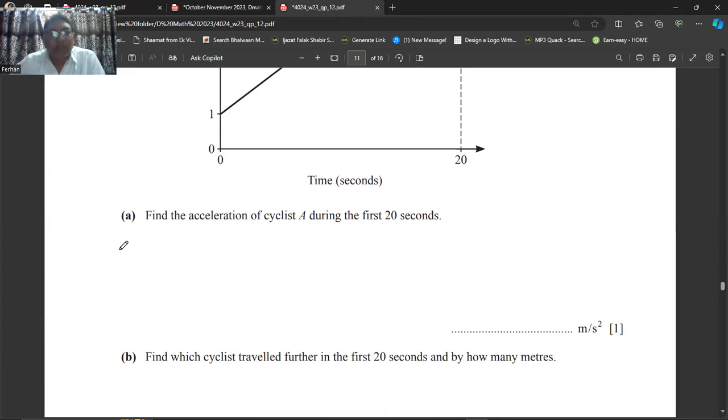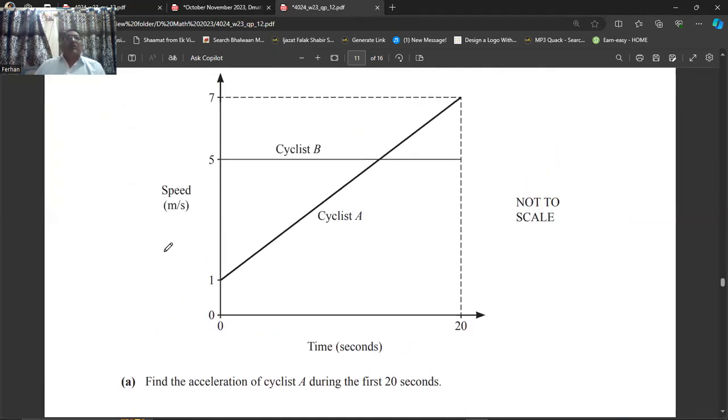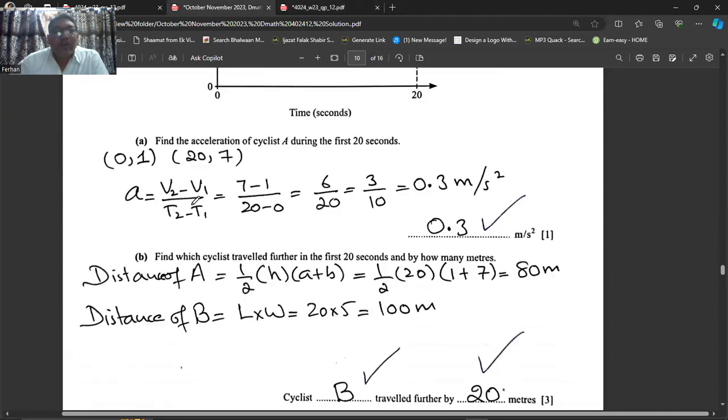Then the question is, find the acceleration of cyclist A during the first 20 seconds. If you want to find the acceleration from the speed time graph, the gradient of the speed time graph is equal to the acceleration. So I will take 2 points on the speed time graph of cyclist A. I will take this point 0, 1, and this point which is 20, 7, and apply the formula for the gradient, that is V2 minus V1 divided by T2 minus T1. Let me show you. The points I have taken are 0, 1 and 20, 7.